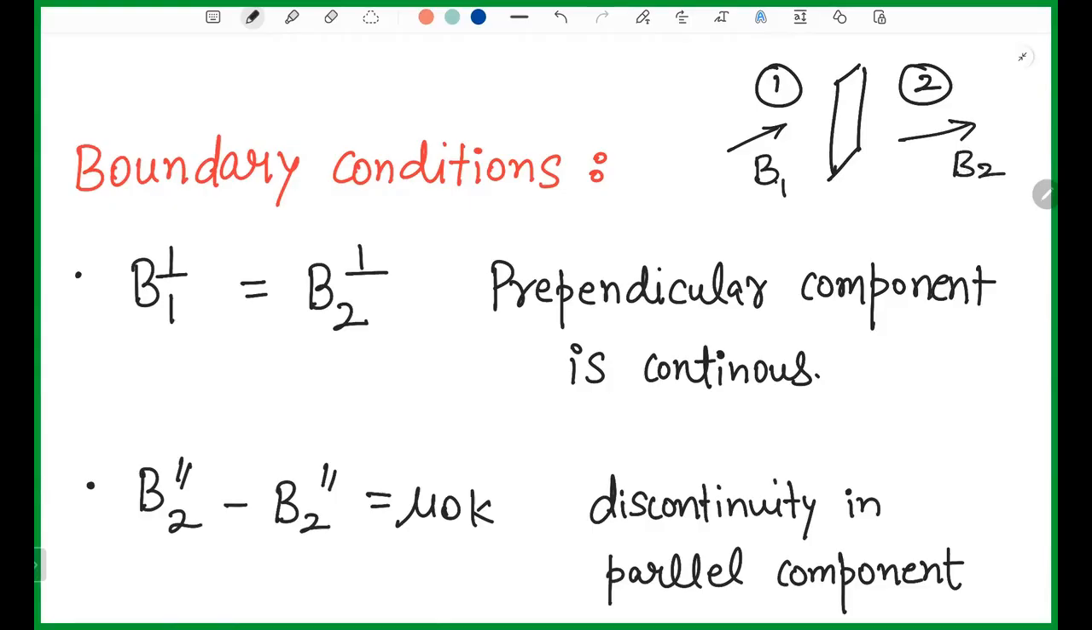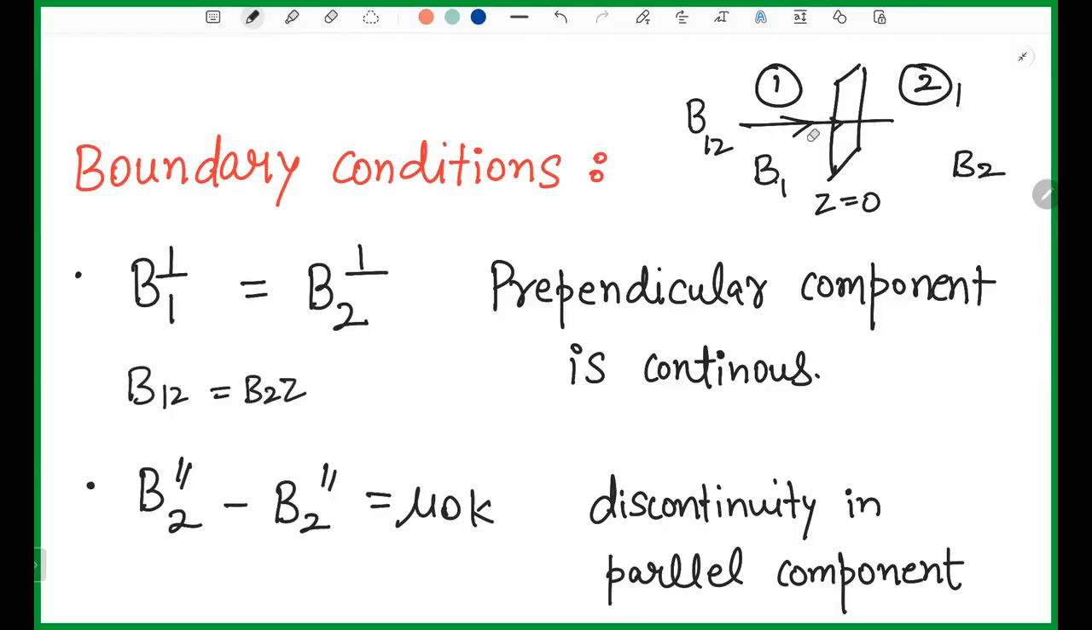The perpendicular component, what do you mean by perpendicular component? The component which is perpendicular to the plane. So let's say this is the Z equals 0 plane. The magnetic field along the Z axis will be continuous. Whatever is the magnetic field along the Z axis on this side will be the same magnetic field along the Z axis on that side. So you can say B1Z and B2Z will be the same.